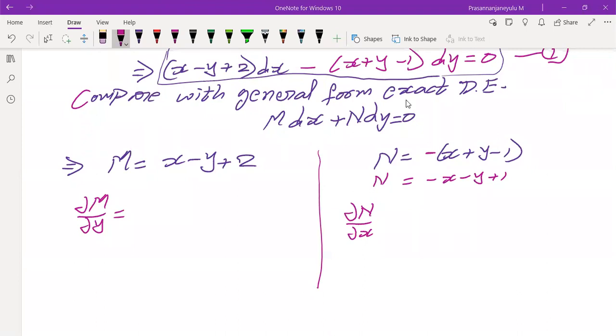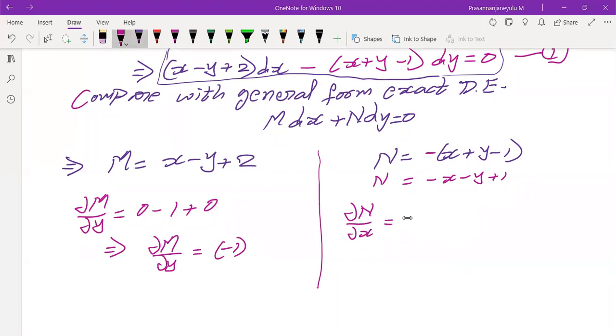Which variable do we have to treat as constant? X and 2, sir. X variable is constant. So the differentiation of x with respect to y is 0, minus differentiation of y with respect to y is 1, plus differentiation of 2 is 0. Okay, so finally what are we getting? Dou m by dou y is equal to how much? Minus 1.